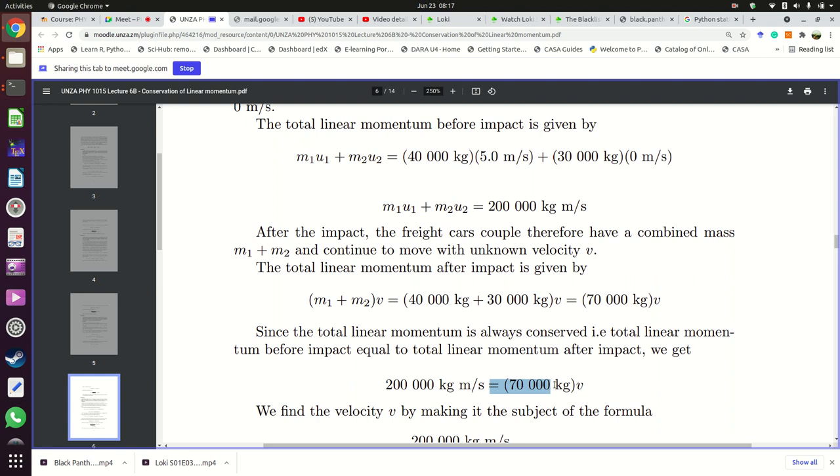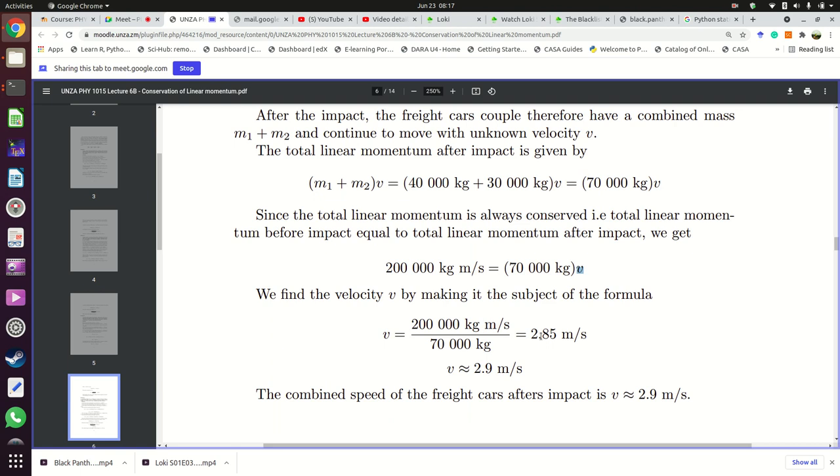So with this, we can work out what the velocity of the freight cars is after impact. We can work out V. To find V, we're going to divide both sides by 70,000, which is what I'm doing here. V is equal to 200,000 kg·m/s divided by 70,000, and we approximately end up with 2.9 meters per second. So after impact, the freight cars move with a velocity of 2.9 meters per second. There is one thing you can see here.